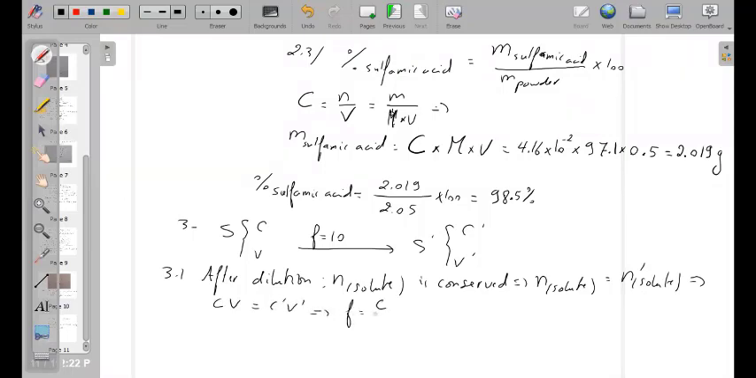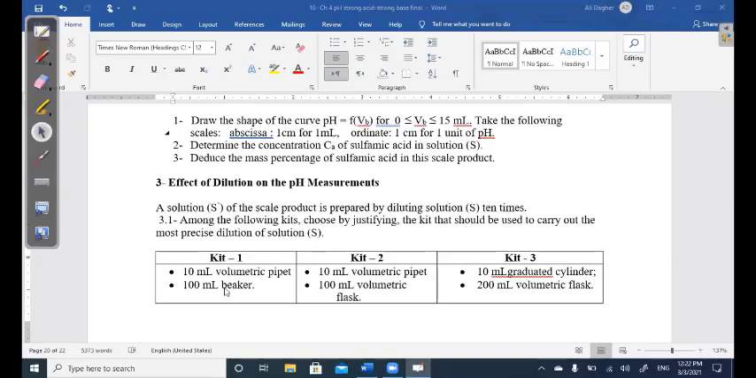Therefore, F equals C over C' equals V' over V, equal to 10 times. V' is the capacity of the volumetric flask. V should be the capacity of the pipette. We should choose a volumetric flask and pipette of the ratio equal to 10. For kit 1, 100 over 10 equals 10. F is realized, correct, but we used a 100 milliliter beaker instead of a volumetric flask.